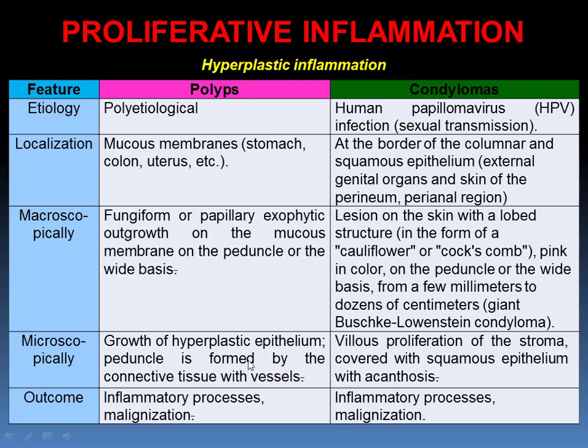Microscopically, we can see growth of hyperplastic epithelium, and peduncle is formed by the connective tissue with blood vessels, in case of polyp. In condyloma, we will see microscopically villous proliferation of the stroma covered with squamous epithelium with acanthosis. Polyp outcome is inflammation and sometimes malignization. Condyloma the same, inflammation and, in unfavorable course, malignization of the condyloma.